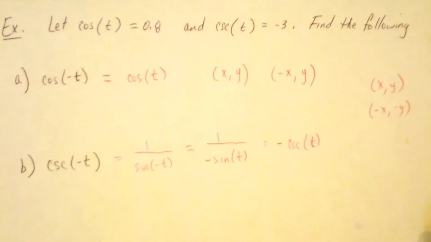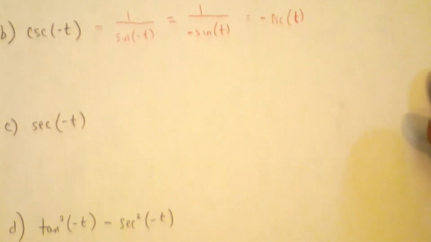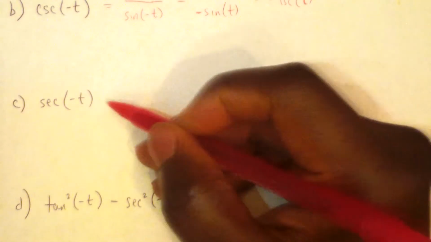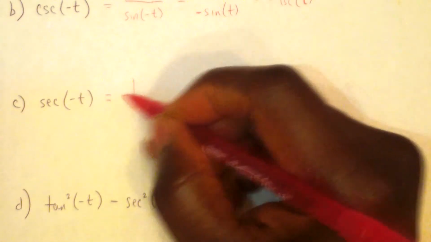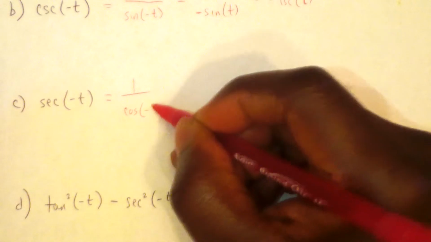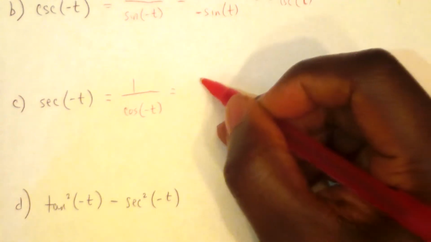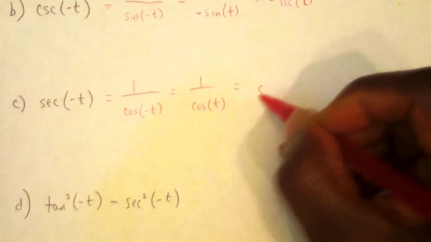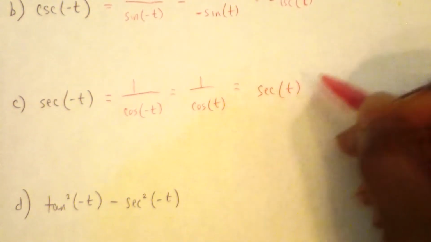So we'll go ahead and move on and do the last two examples now. We have secant. We know that secant is the same as 1 over cosine. And since cosine is an even function, that will just be 1 over cosine t, which gives us just secant of t.